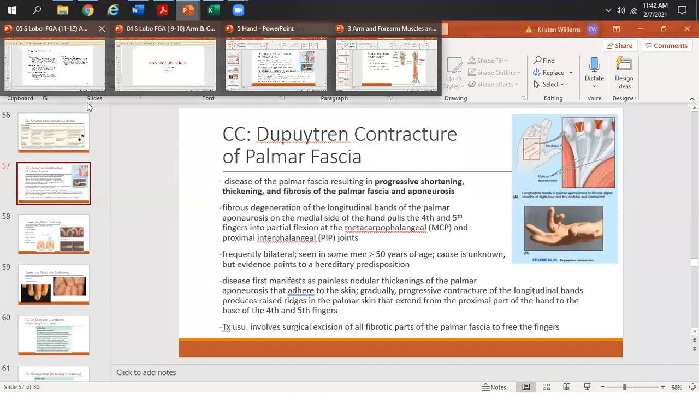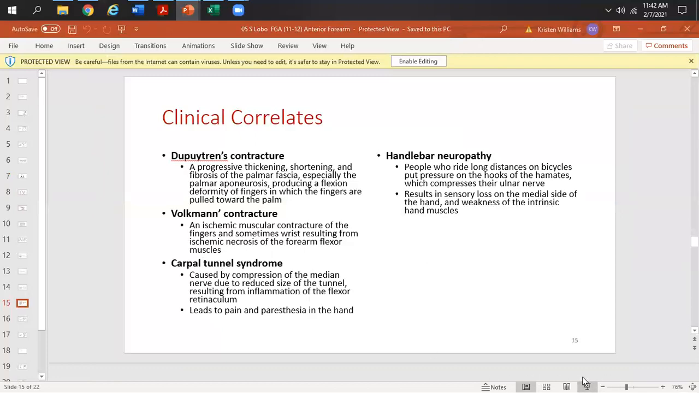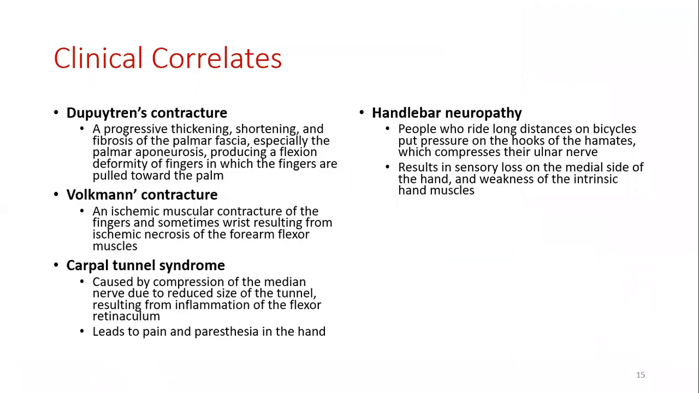And then his next one was Volkmann contracture. Okay, I've never heard of this one. Ischemic muscular contracture of the fingers and sometimes wrists resulting from ischemic necrosis of the forearm flexor muscles. Oh, that makes sense. For ischemic necrosis of your forearm flexor muscles, that means you would have lost blood supply to them. So it would have to be some sort of blockage. And then as those muscles die, I guess the tendons would start pulling because the muscle is getting smaller. That's the only thing I can think of.